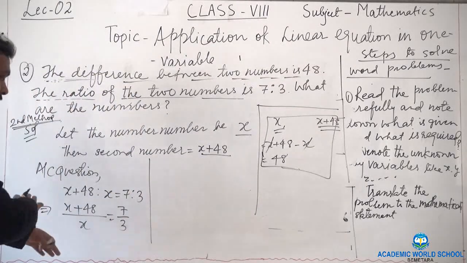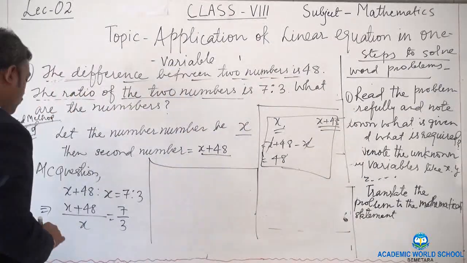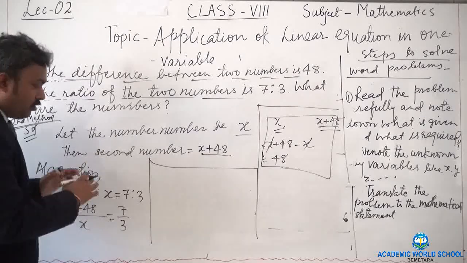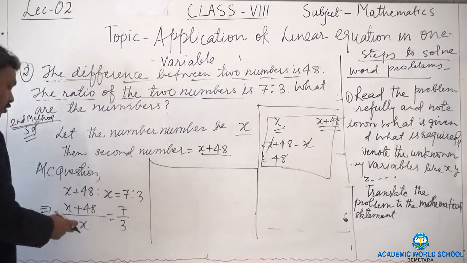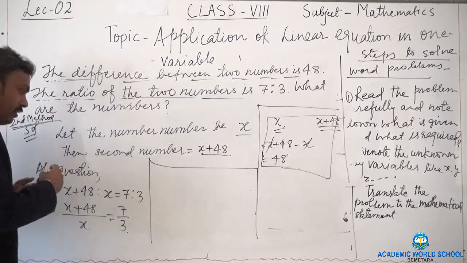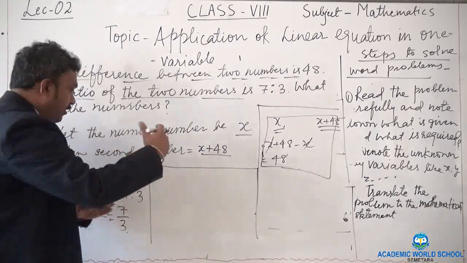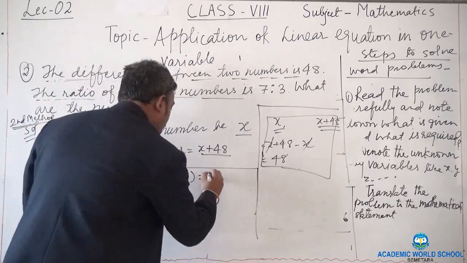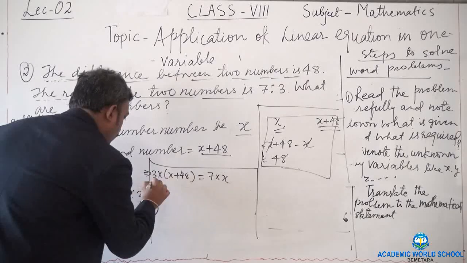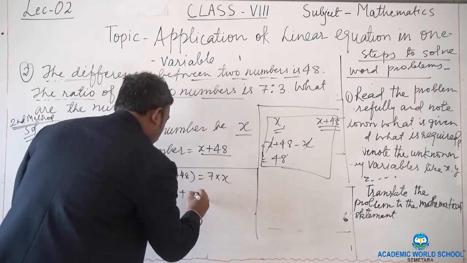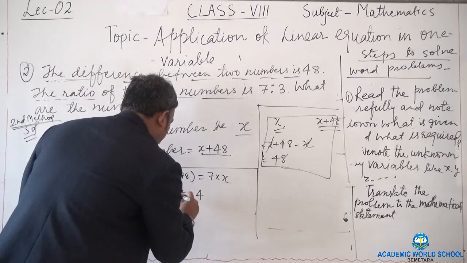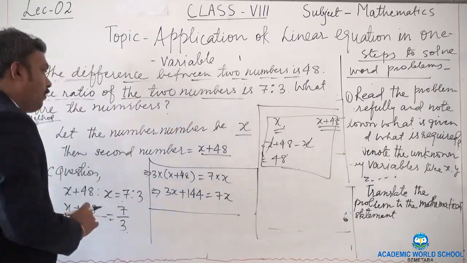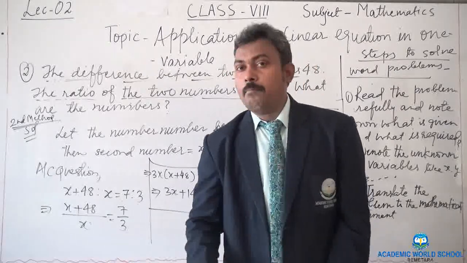Now I will just simplify it, and after that you will solve it by yourself. How are we going to simplify this? This 3 will multiply to the right side and the x will multiply with the 7. This is called the cross multiplication method. So x plus 48 will multiply with 3 and we will write it on the left side, and this 7 will multiply with the x and we will write it on the right side. So 3 into x plus 48 equals 7 into x. So 3 into x, 3x, and 3 into 48, 144, and 7x. Now you will solve this equation, find the numbers, and then verify the result.